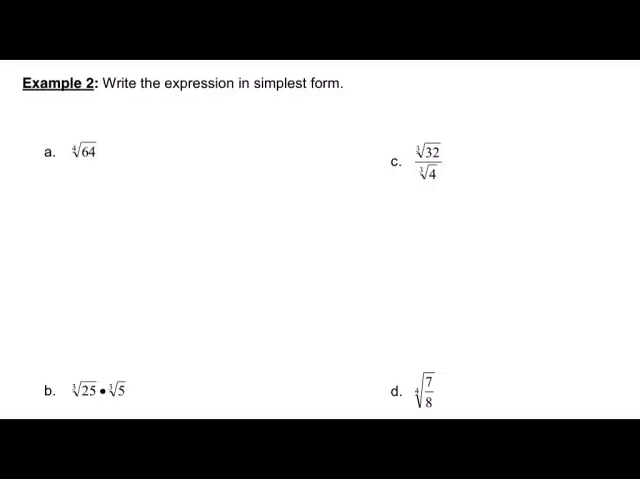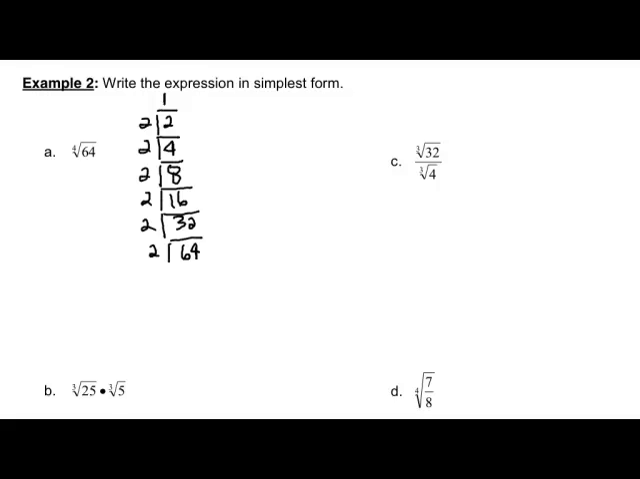We're going to simplify this just like we did before using our birthday cake method. So again, we're looking for prime numbers that are divisible by 64. If we start with 2, that will give us 32. Again, we can divide by 2 again. That will give us 16. Divide by 2 again will give us 8. Divide by 2 again will give us 4. Divide by 2 again will give us 2. And divide by 2 will get us 1.